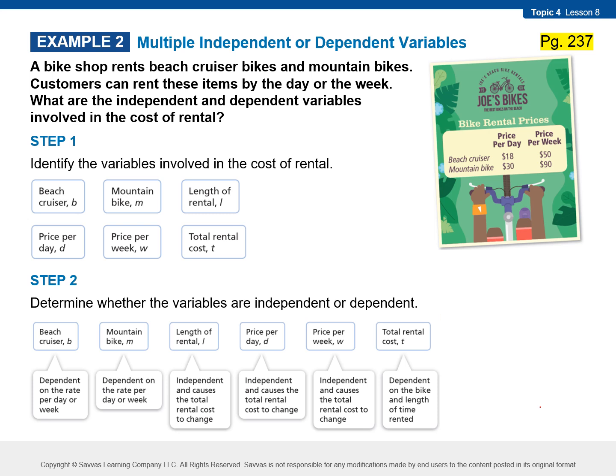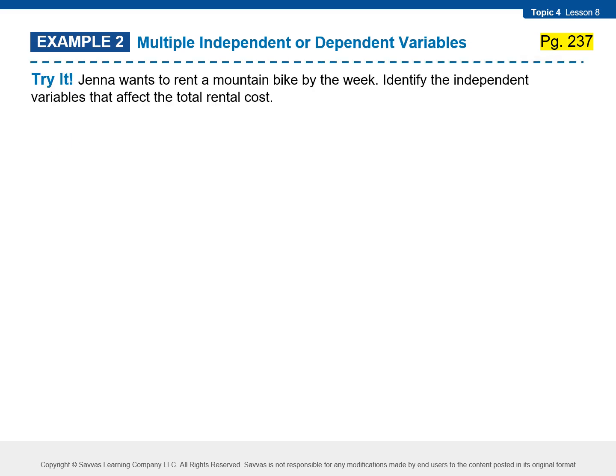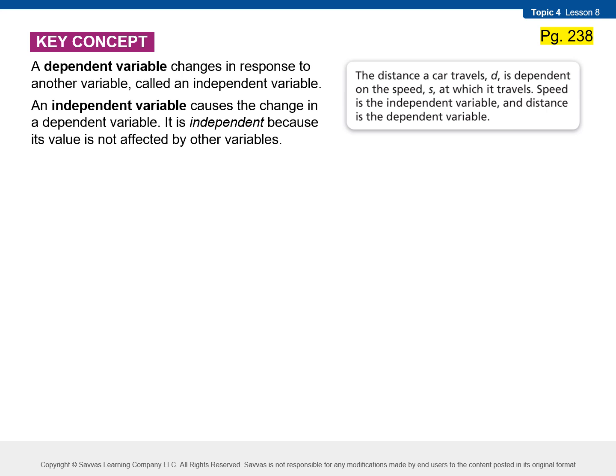All right, from here, we're going to go ahead and turn to page 238. Page 238. Concept. A dependent variable changes in response to another variable, called an independent variable. An independent variable causes the change in a dependent variable. It is independent because its value is not affected by other variables.